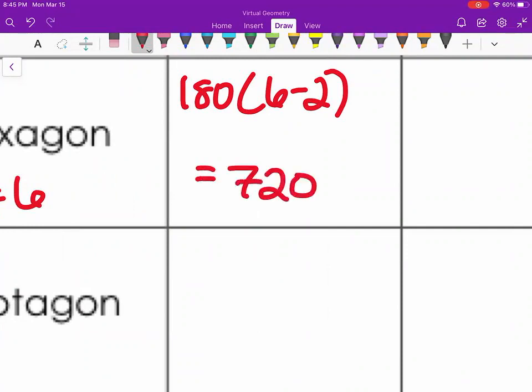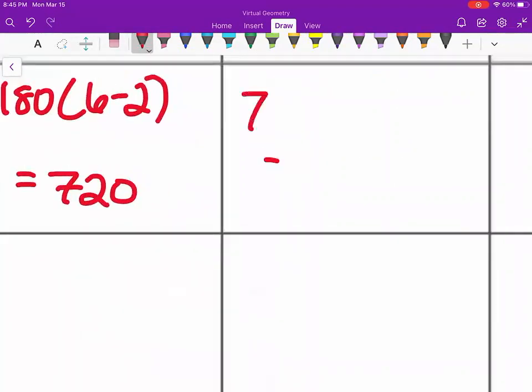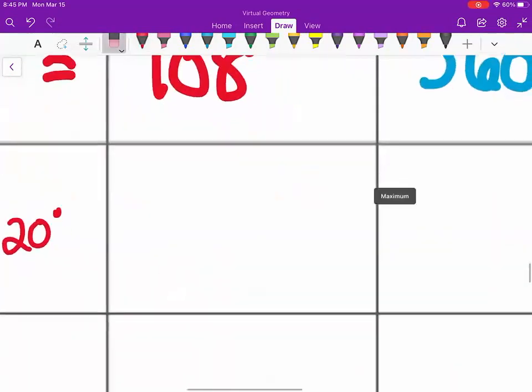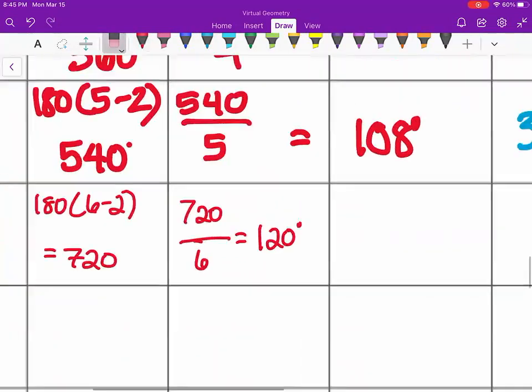It's 720. Take that same 720 and divide it by 6, which means I get 120 for the interior angle. Now let's do, whoops. Sorry, that 120 is supposed to be in the next box.